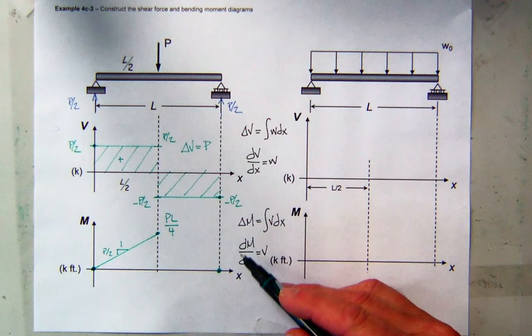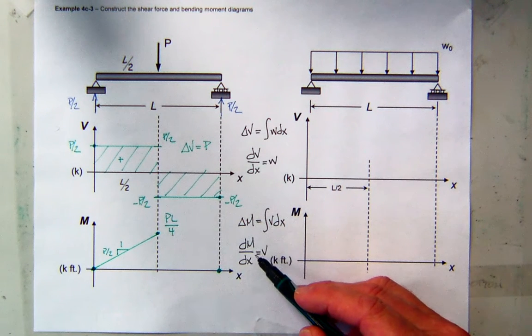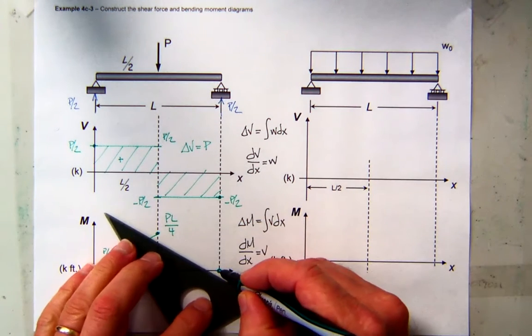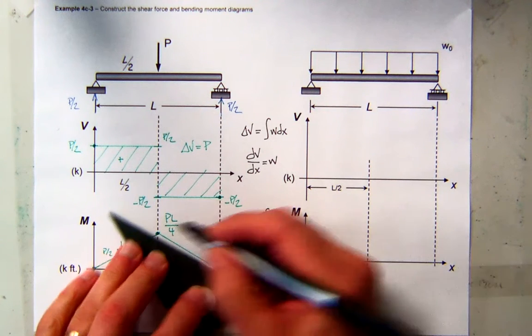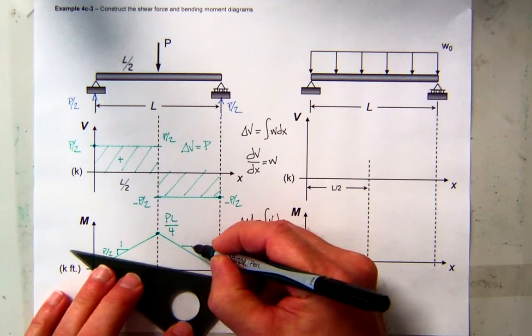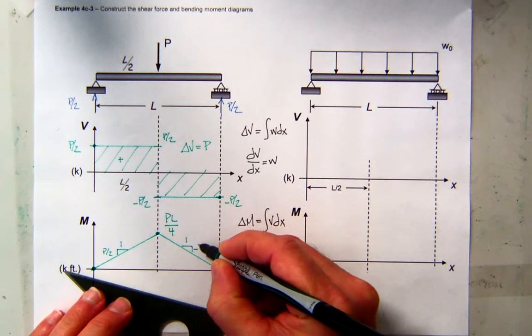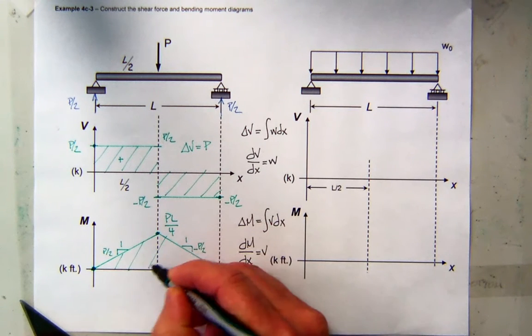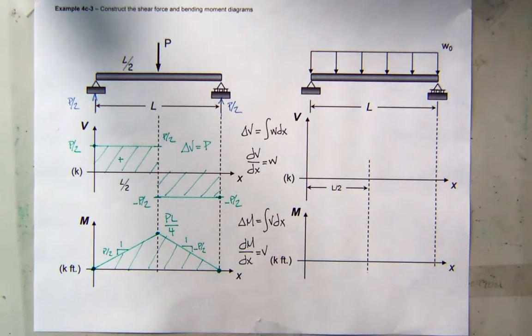And what's the slope of that diagram? Negative P over 2. Yep, it's given by the shear, and the shear is constant and negative. And there's a curve for that. And if you were to account for that slope, you would see this is minus P over 2. And there's your moment diagram. Where is the maximum moment? Where does it occur? At the center, at L over 2. What is the value? PL over 4.